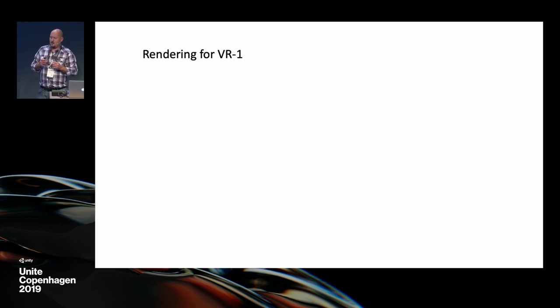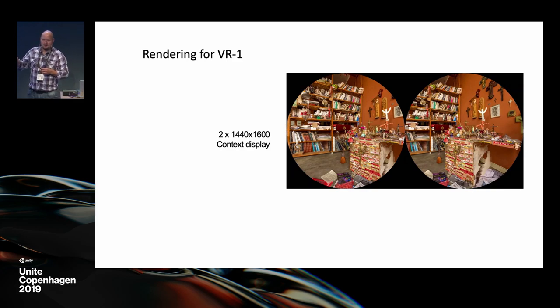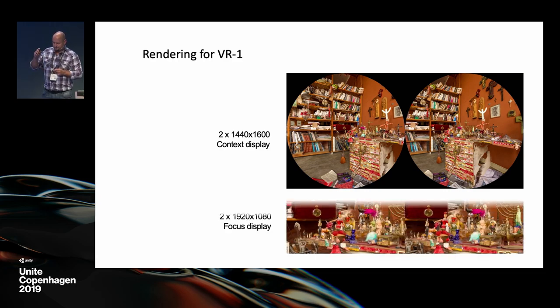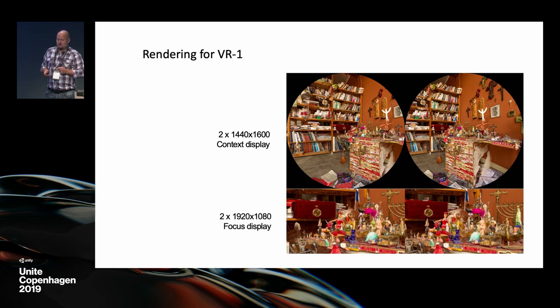Now let's take a look into how the applications actually render content for VR1. So this is how a typical VR display gets rendered. You have two views, one for each eye, and it's distorted a little bit to match the lens and chromatic aberration, and it provides an immersive view. This is all fine. With Varjo, we're going to have to do a little bit more. We also have to render two focus displays. These images provide the high resolution 60 ppd image for the center area of the display, and the field of view for these focus displays is around 30 degrees, so it fits pretty nicely into where the user is normally looking.